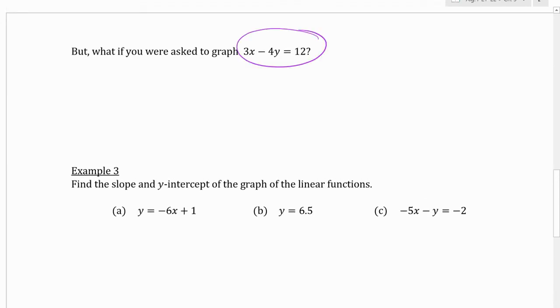All right, now here's the thing, though. What if you got asked to graph this? It has a y and an x. We know it's going to slant, but it does not look like that. So our job is to make it look like this. So we're going to take that 3x minus 4y equals 12.